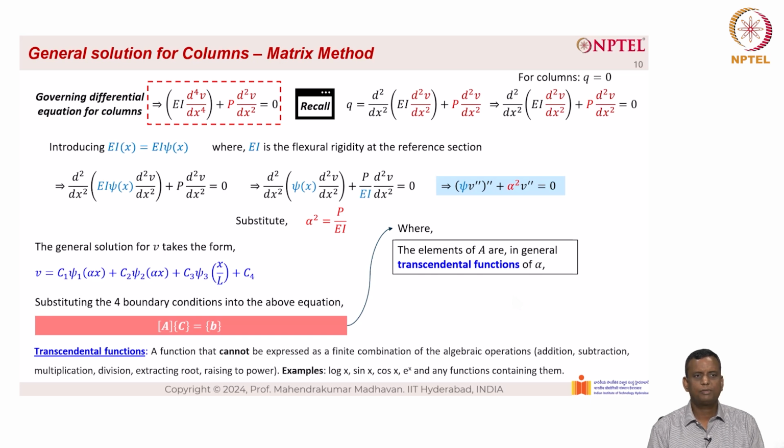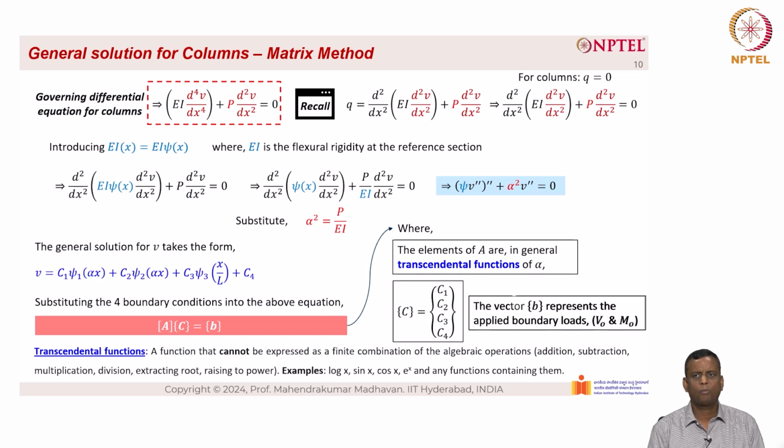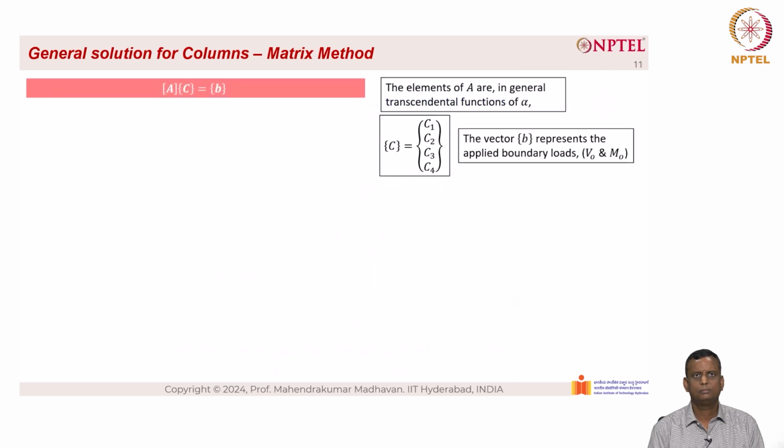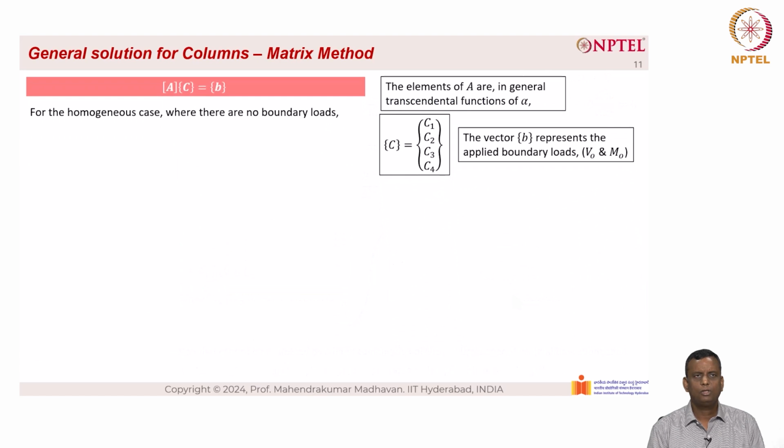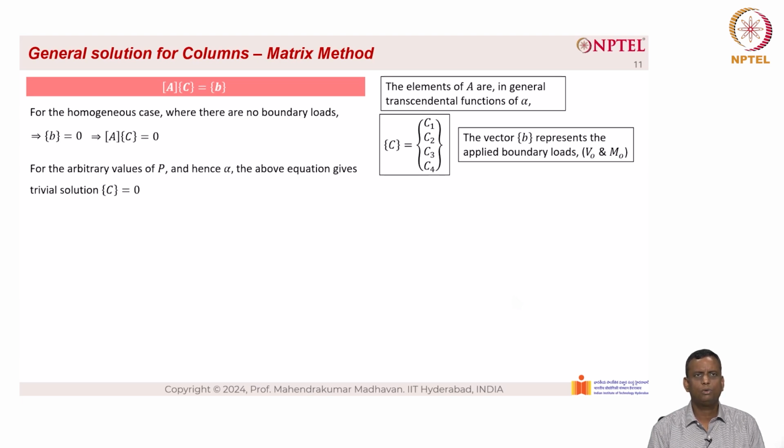The examples of transcendental functions are log x, sin x, cos x, e power x, and any other functions containing them. So we have C equal to C1, C2, C3, C4. The vector B represents the applied loads V0 and M0. For the homogeneous case where there are no boundary loads, B equal to 0, there is no externally applied load. So A, the determinant of A, into the vector C equal to 0.